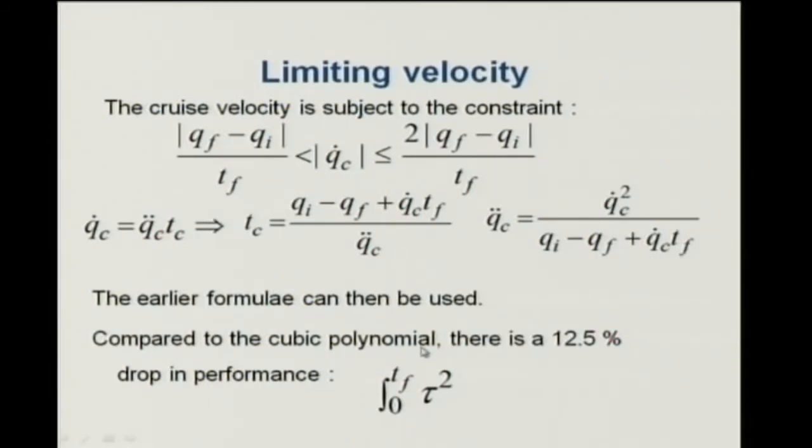Now the interesting part is, this is simple, because you just have trapezoids and straight line linear segments connecting together. So if you look at the tau squared integral over that period as the parameter, you can show that there is roughly a 12.5% drop in the performance. So there is a price to be paid for simplicity and ease of computation. So you have a trade off which you need to work on.